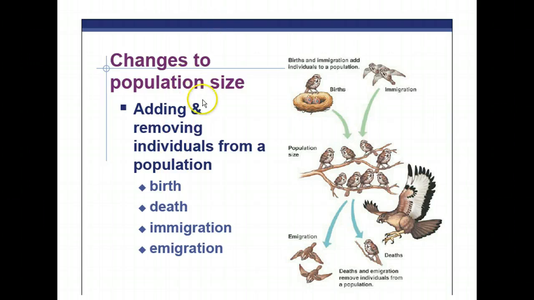Now, changes to population size are pretty straightforward. Population sizes go up with births and immigration. Think in-migration, or coming into a population, for immigration. Emigration and deaths decrease the population size.